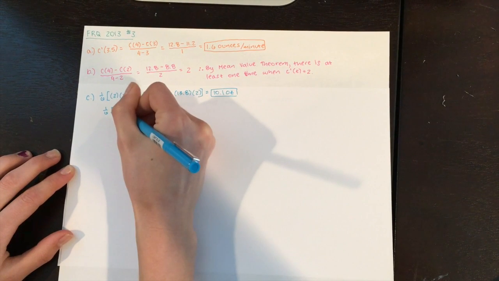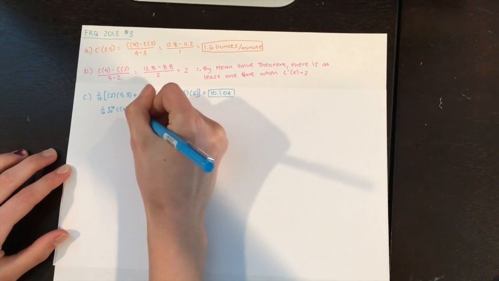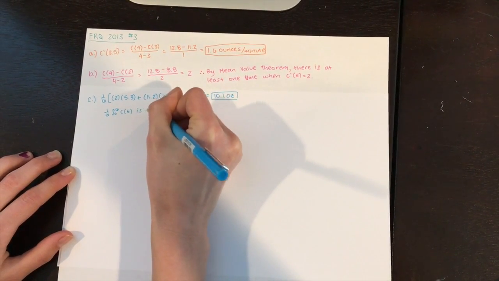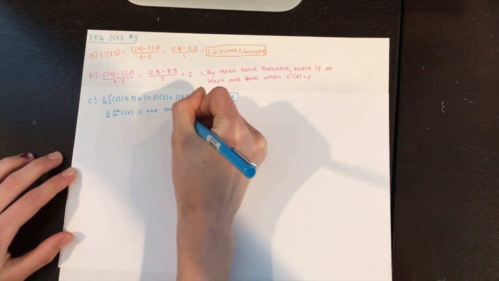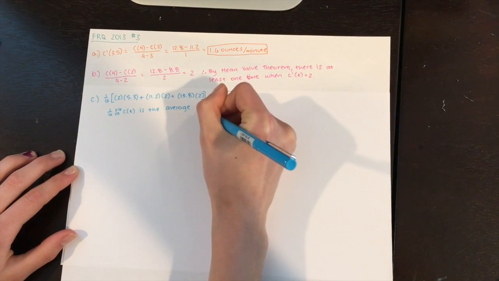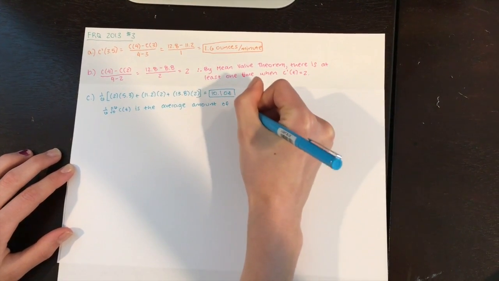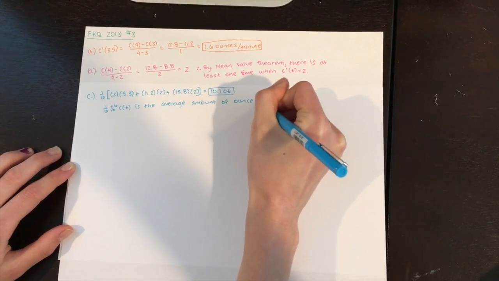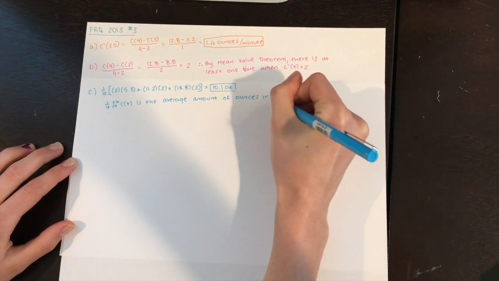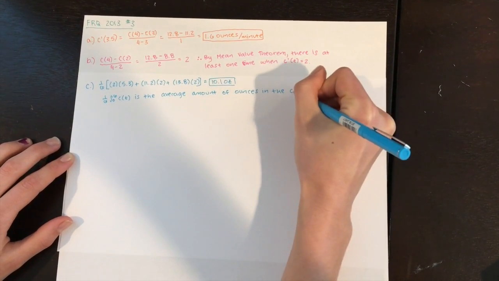The second part of this problem asked what the meaning of 1/6 integral from 0 to 6 of c of t is in the context of this problem. You can think of this function as f of b minus f of a all over b minus a, which would be the average amount of ounces from time equals 0 to time equals 6.